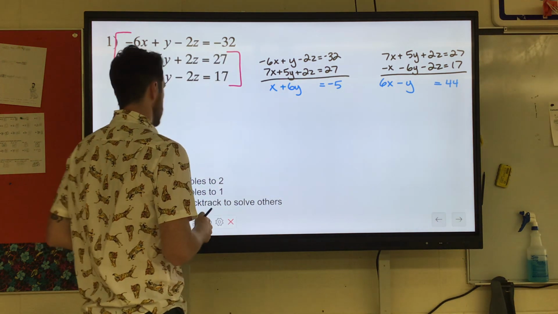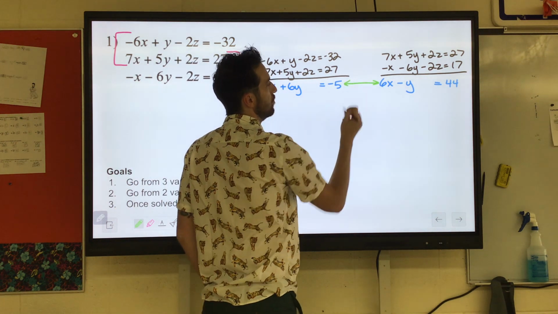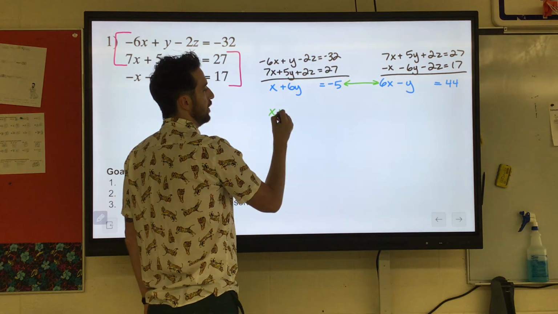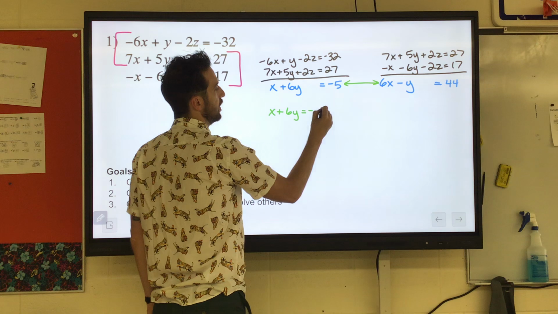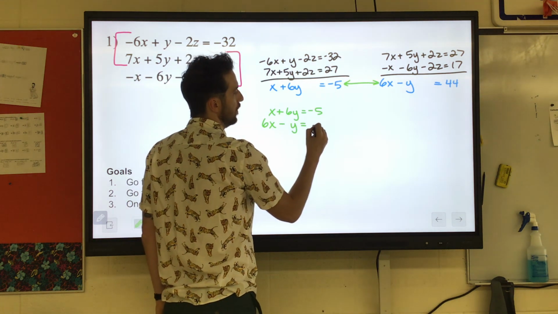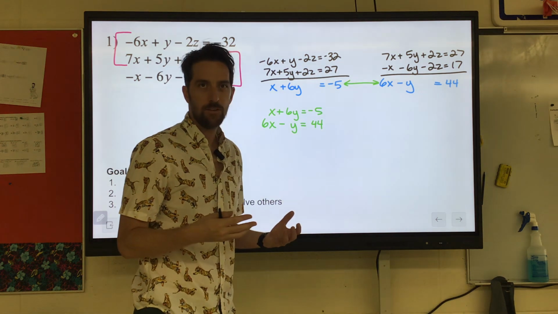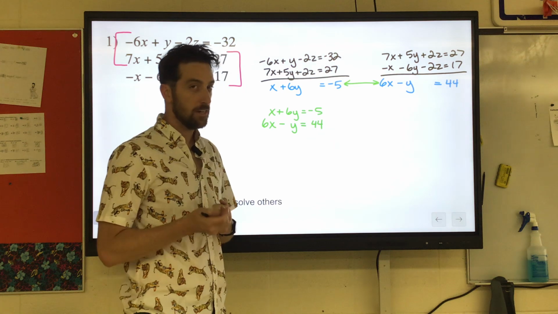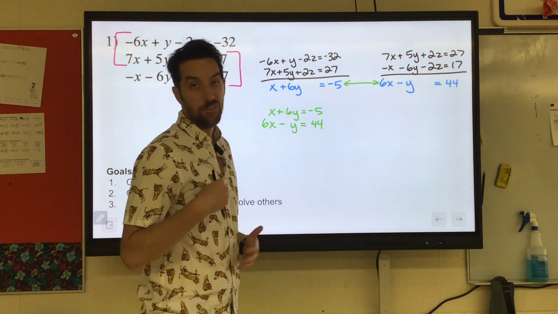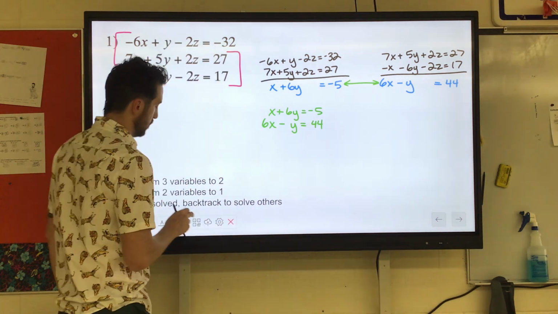So now we're going to pair together these 2. These just have x's and y's. So we're going to pair them up together. X plus 6y equals negative 5, and 6x minus y equals 44. And we're going to solve this like a normal system of equations. Now we do have to get either the x's or the y's to match up, so we're going to have to multiply them. And in the future, I would do that before I even pair them together, so I don't have to write the same thing twice.